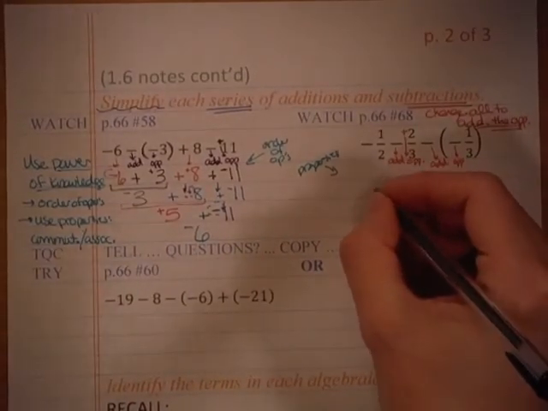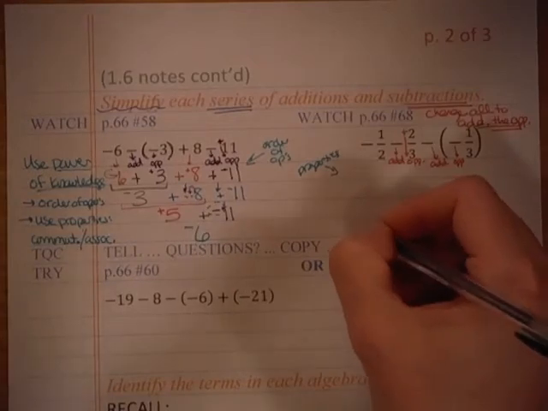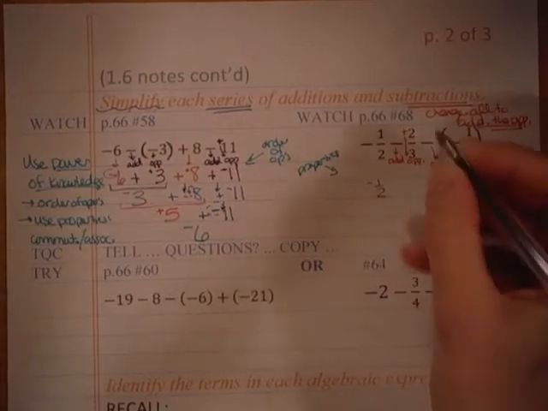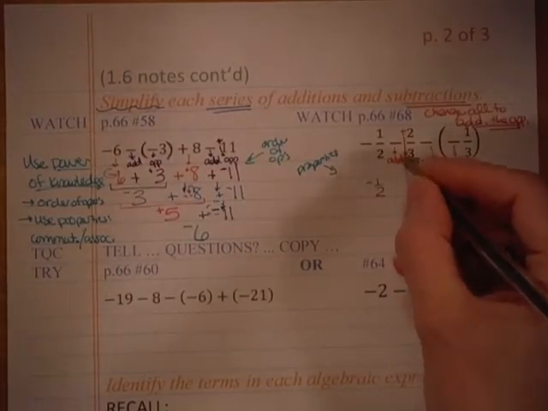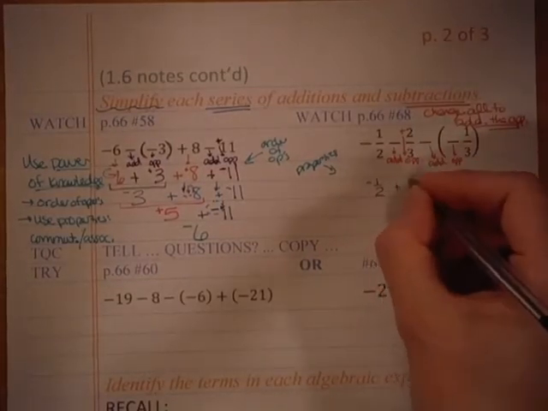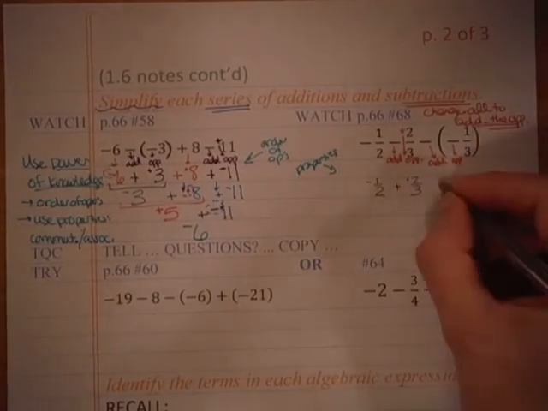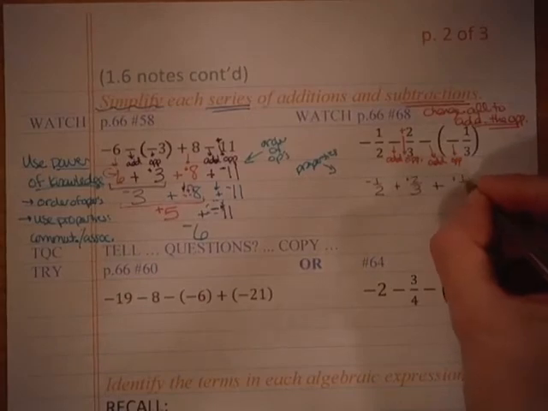So I've got negative 1/2. Okay. I'm going to give myself a little bit of space here. Negative 1/2. Adding the opposite is going to be adding a positive 2/3. So plus a positive 2/3. Okay. Then I'm going to add the opposite of what I see here. I'm going to add a positive 1/3.